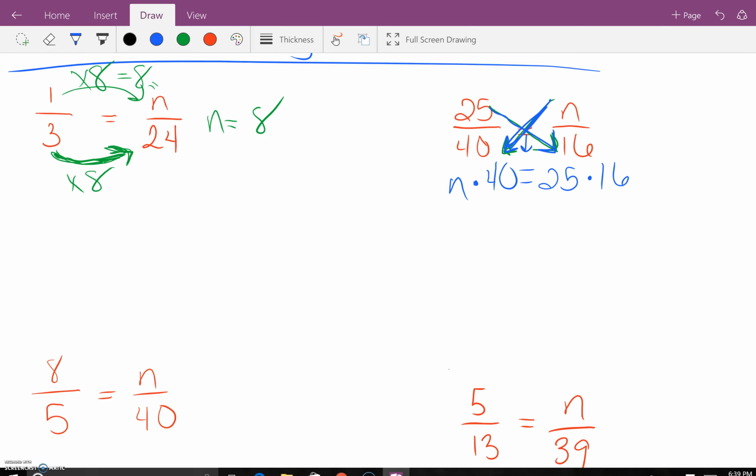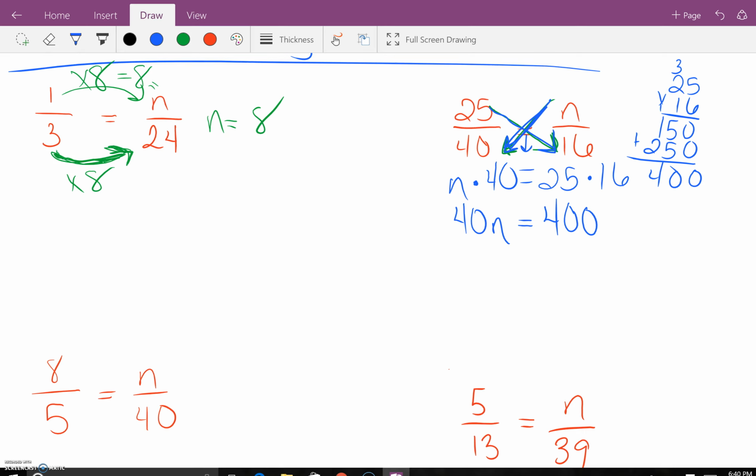Now I'm just going to first simplify before I solve. On this side, I have to rearrange it in the proper format of 40 times n. And then I'm going to come up here and do a little bit of workspace, and I am going to find out what 25 times 16 equals. I get 400. So it's already starting to clean up a little bit. Now, instead of n times 40 equals 25 times 16, we have 40n equals 400.